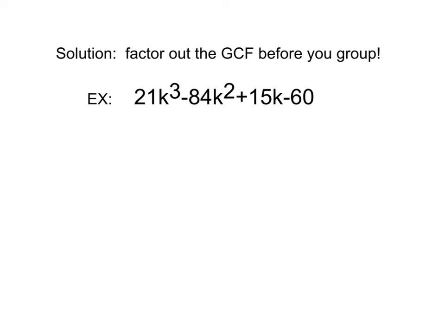In this example, 21k to the third minus 84k squared plus 15k minus 60, we can look for a single common denominator or a common factor. In this case, that common factor is 3. If we take that 3 and pull it out, we get the following. 3 times 7k to the third minus 28k squared plus 5k minus 20.